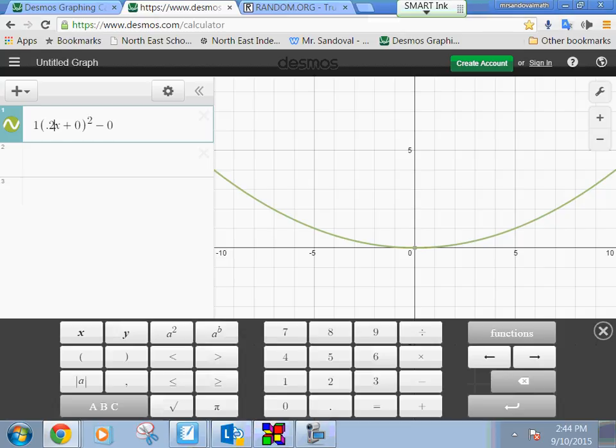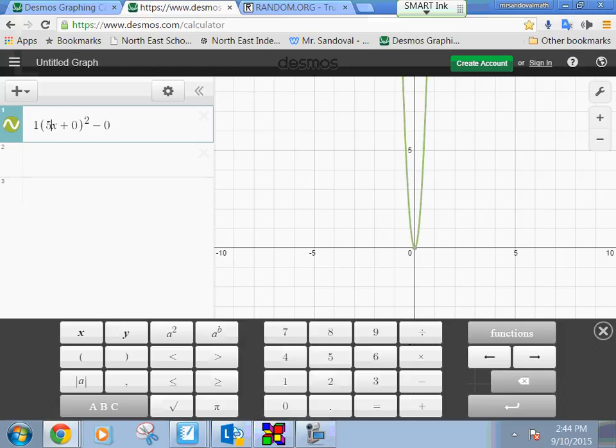This is described as a stretch in the horizontal direction. So it has some different terminology, okay? And let's change this. Let's go ahead and now put the 5 in there. Okay, this one is actually called compression in the horizontal direction.